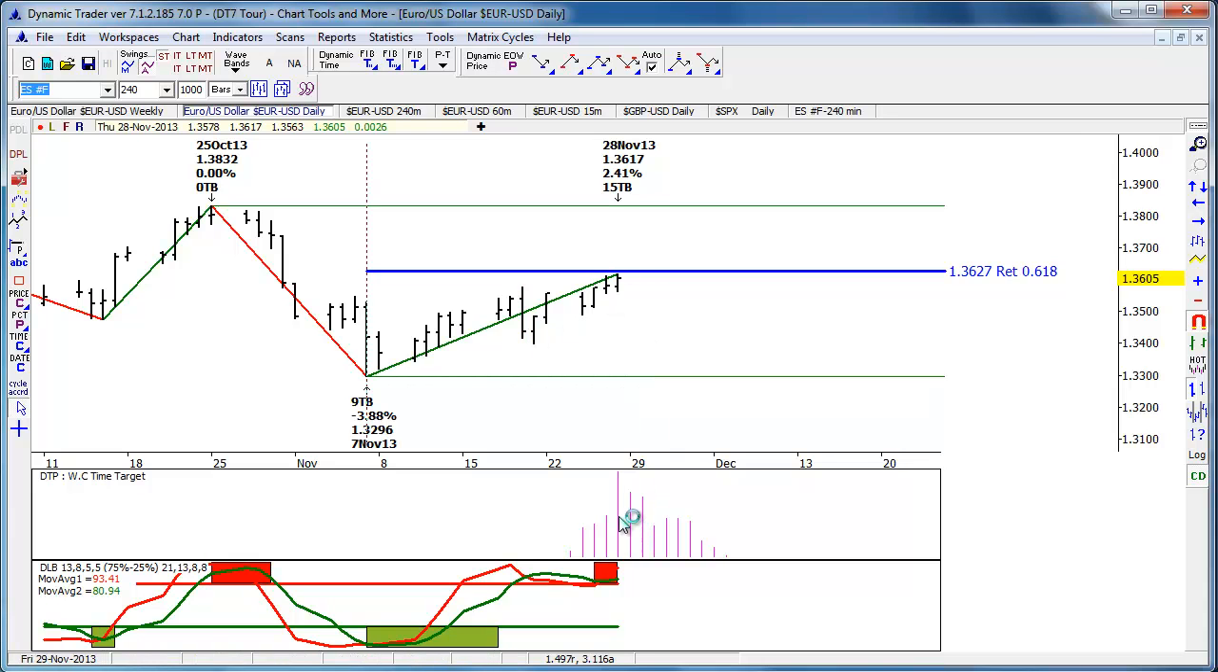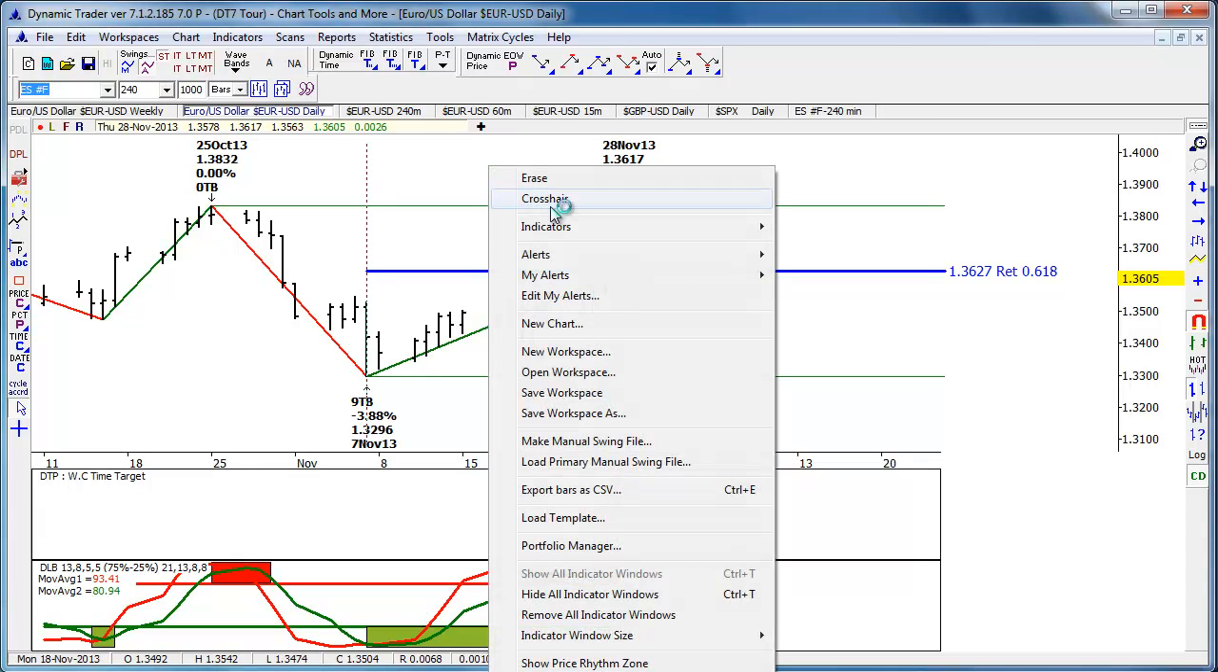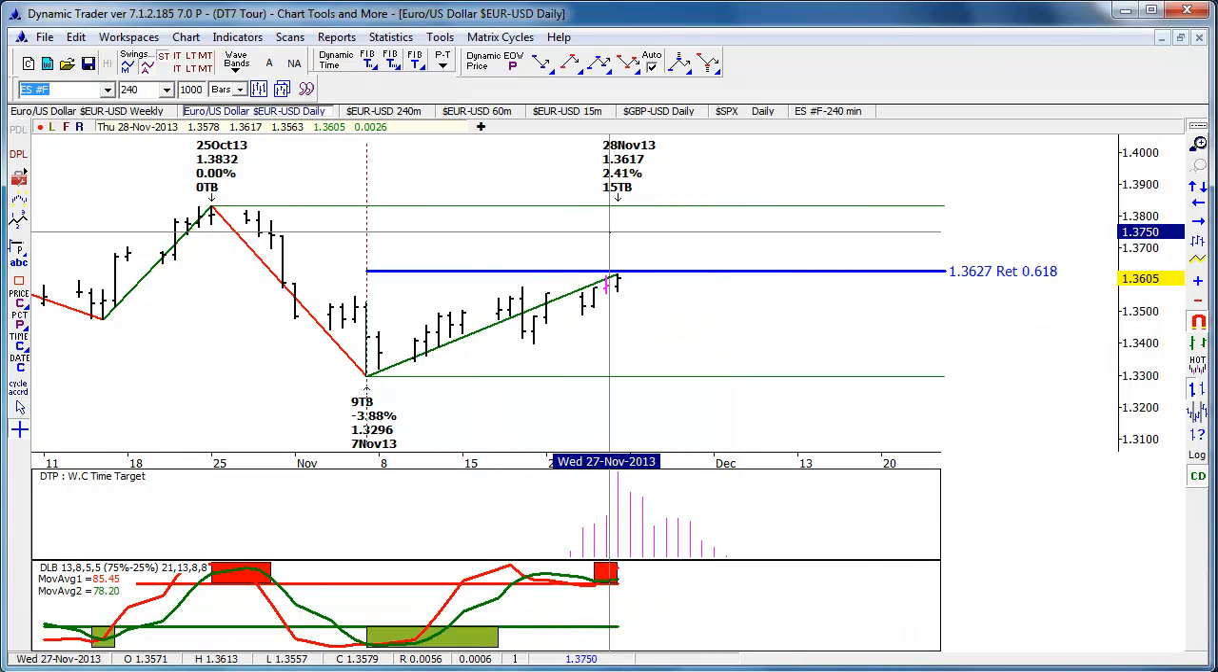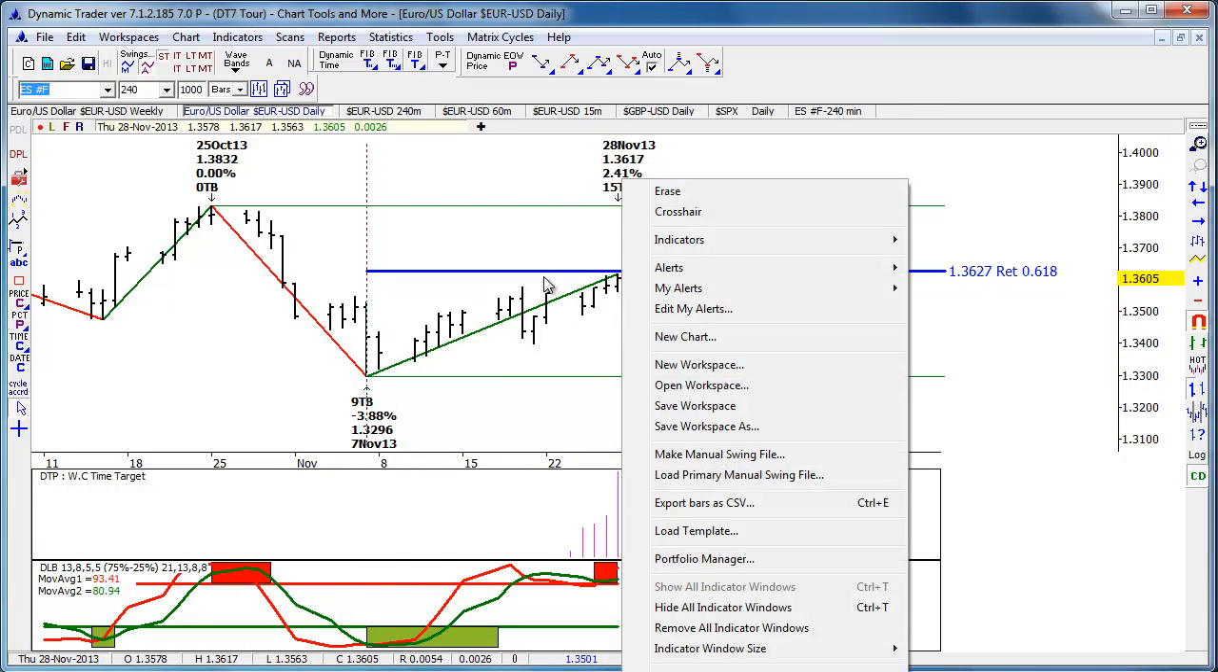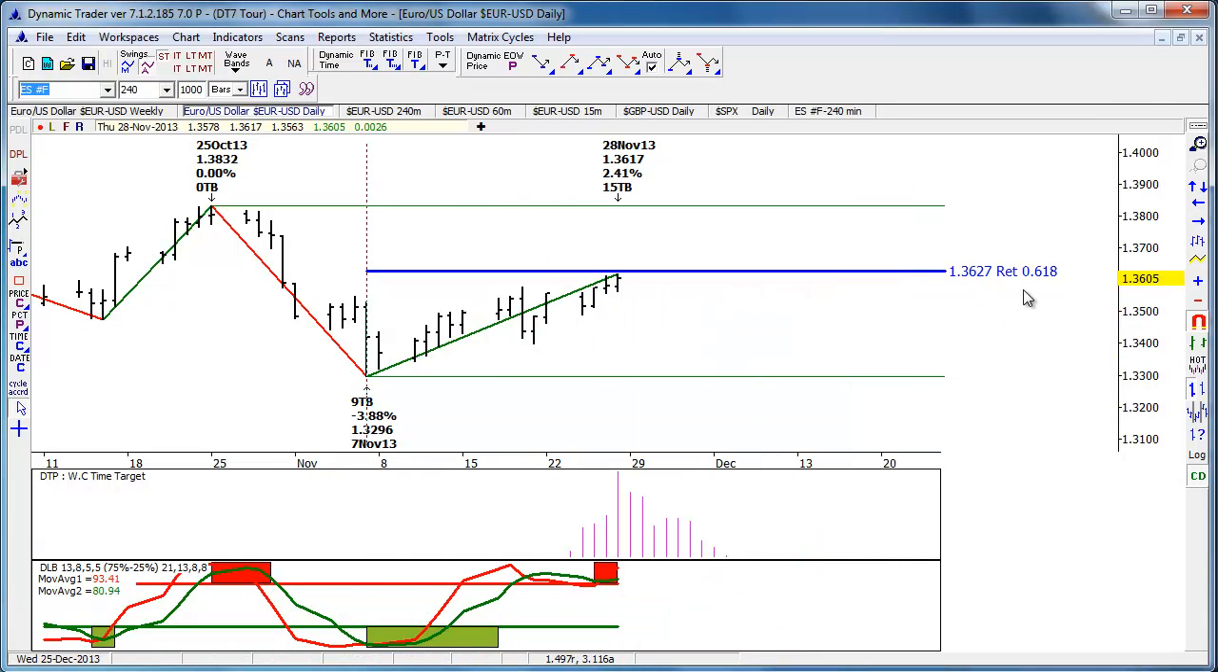But we have the highest time count. Let me get my crossbar in there. That's November 28th, which is Thursday. That was actually yesterday, which was Thanksgiving Day. Has the highest count of time factors and the most important time factors to have at least a daily reversal and complete a corrective rally up here. So we're at the 62% price retracement.